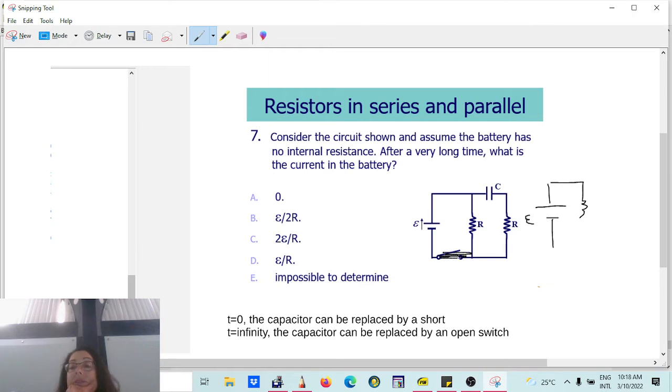Okay, now you close it. You close here and you wait for a long time. After a long time, you're going to have current flowing. So first it's going to flow through the capacitor. And then as time goes by, you're going to have more resistance here, so it's going to flow this way. So you open here. After a long time, there is no current flowing here, so there is no voltage drop here. So the current can only flow through here. So it's going to be epsilon over R. It's not complicated.